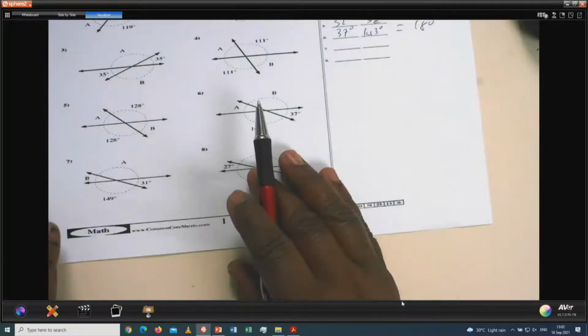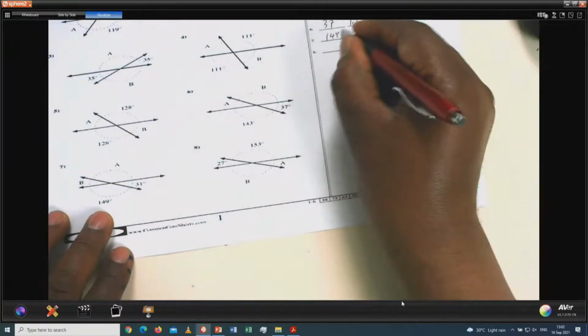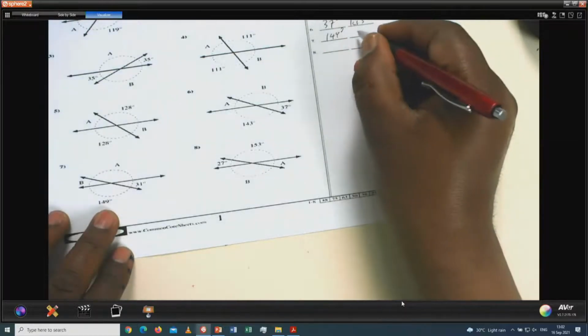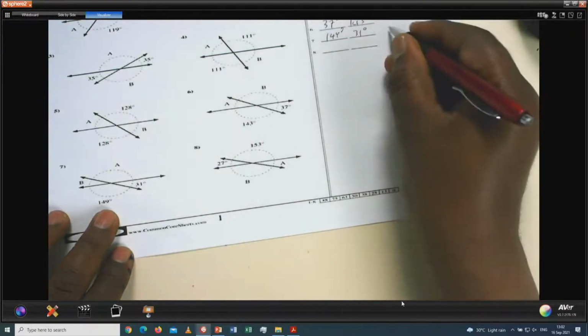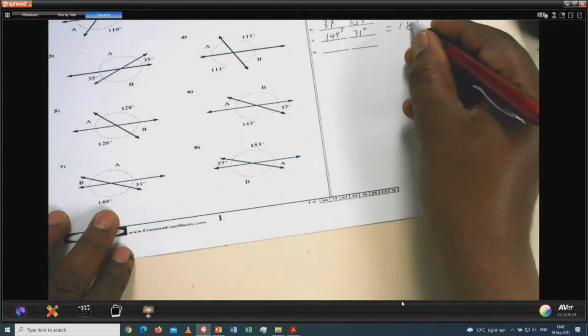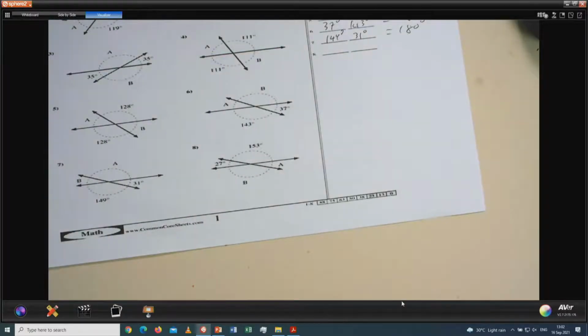Question 7, what is the situation there? Straight line, is a straight line helping you? No. Is a straight line helping you? Yes, it might. But if there's an easy one, why not deal with it? Your A, vertically opposite 149, therefore it's 149 degrees. Your B, vertically opposite 31, therefore it's 31 degrees, which should give you 180. It's vertically opposite of adjacent angles.